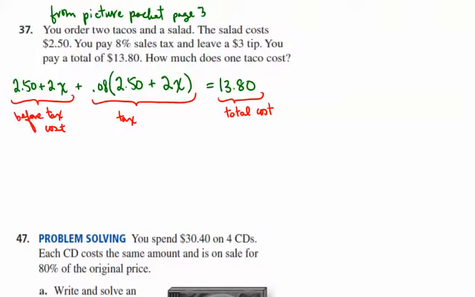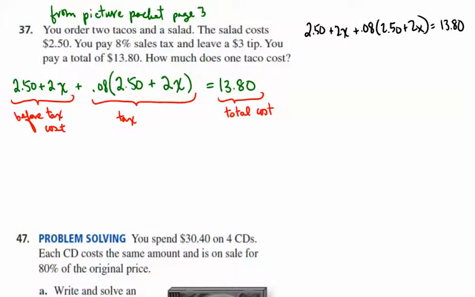And so we'll call that the before tax cost. So your food costs $2.50 for the salad plus $2 times however many tacos you have. Then you're going to add that to 8% of that and end up with $13.80. So this is a little bit more complicated equation here. I'm going to rewrite it over on the side.